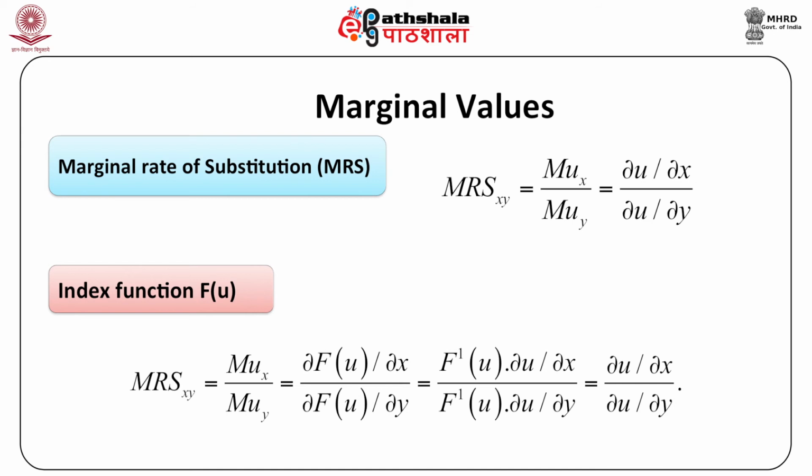For index function f(u), MRSxy = MUx/MUy = (∂f(u)/∂x)/(∂f(u)/∂y) = (f'(u)·∂u/∂x)/(f'(u)·∂u/∂y) = (∂u/∂x)/(∂u/∂y). Now note that the MRS is the same whether a given utility function is considered or any other function of the given utility function is taken.